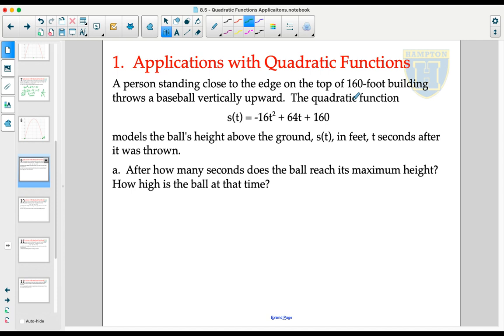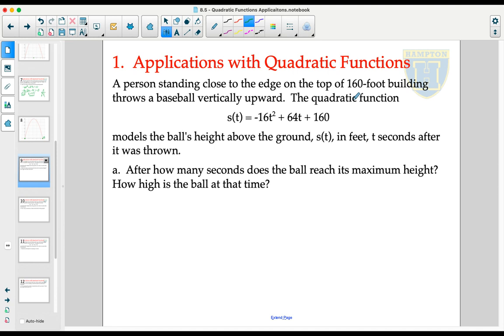We're ignoring things like the effect of wind resistance, the effect of the person not being able to throw the ball perfectly vertically upwards. We're just going to assume that the ball is traveling vertically up and then coming right back down in the same path that it took going up. The quadratic function s of t equals negative 16t squared plus 64t plus 160 models the ball's height above the ground, s of t in feet, t seconds after it was thrown.